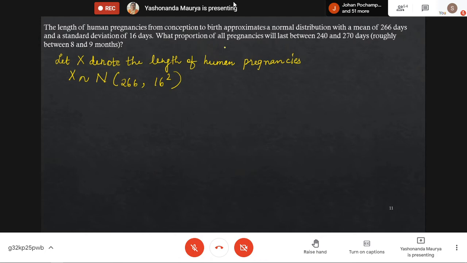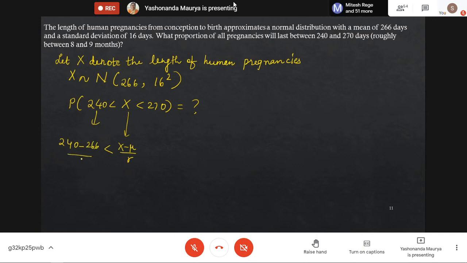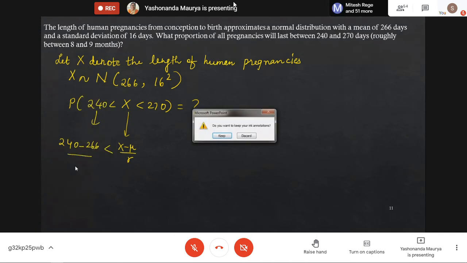Mean and standard deviation, okay, this is what we have. Now, what proportion of the pregnancies will last in this duration? It means what they are asking is the probability that it lies between 240 and 270. So this will be a direct question. I'll convert this to x minus mu divided by sigma. This one I'll do what? 240 minus mu, which is 266, divided by sigma.